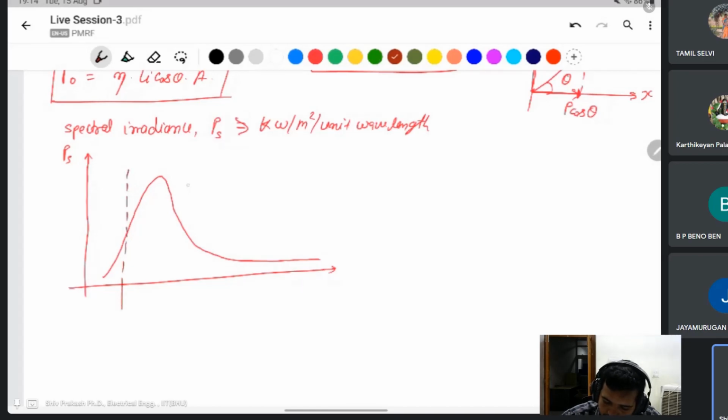We categorize it in 3 parts. This one is the ultraviolet, UV rays, which you can't see. Another is the visual wave, which you can see with your eye. Another is the infrared.